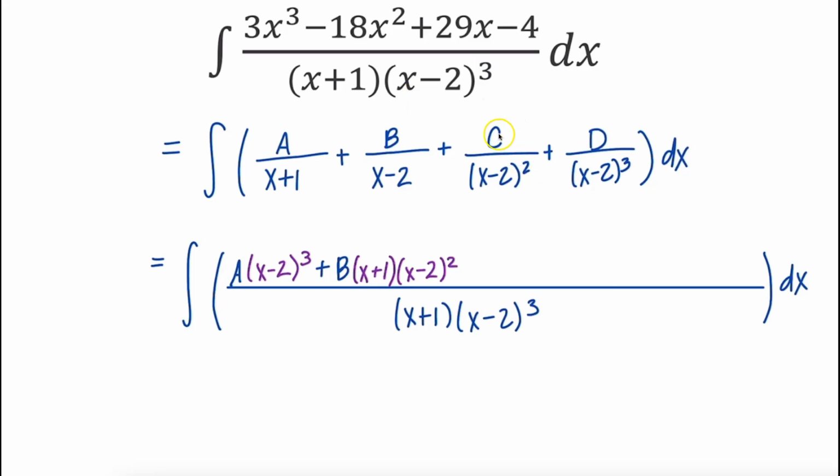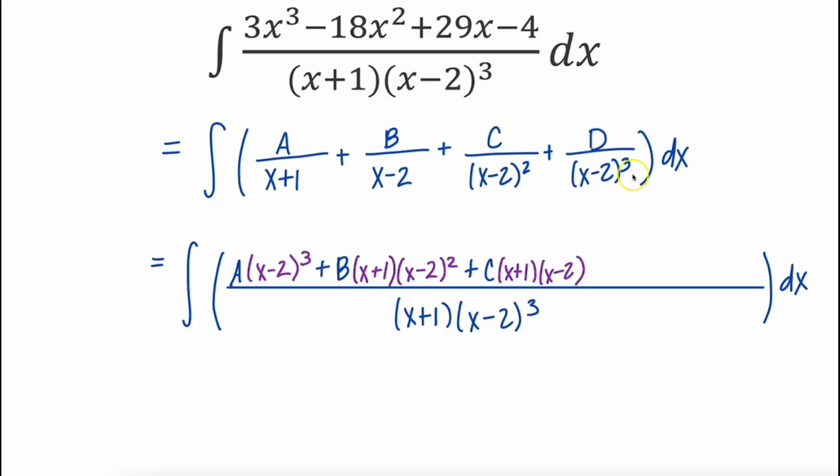This third term, if I'm going to make this have a denominator of x plus 1, x minus 2 cubed, it's also missing an x plus 1. So we're going to have c times the quantity x plus 1. And then it has 2 copies of x minus 2. It's missing one more. So I would need the top and bottom to get multiplied by 1 extra copy of x minus 2.